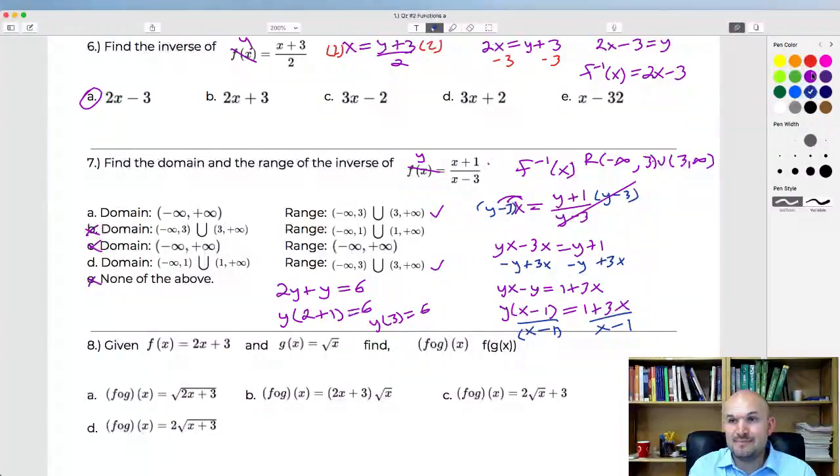So now you can see that my inverse function, my f inverse of x, sorry.